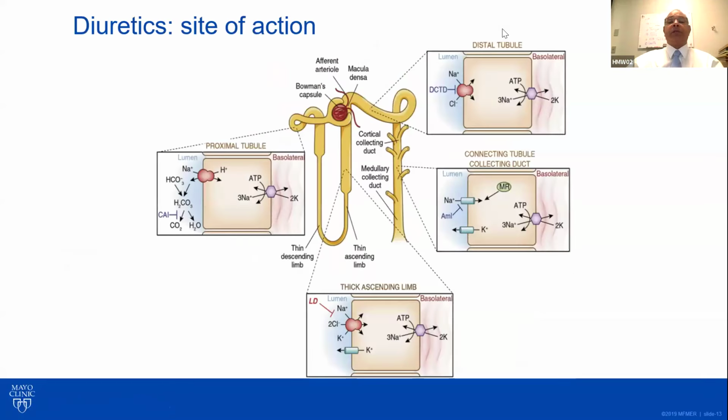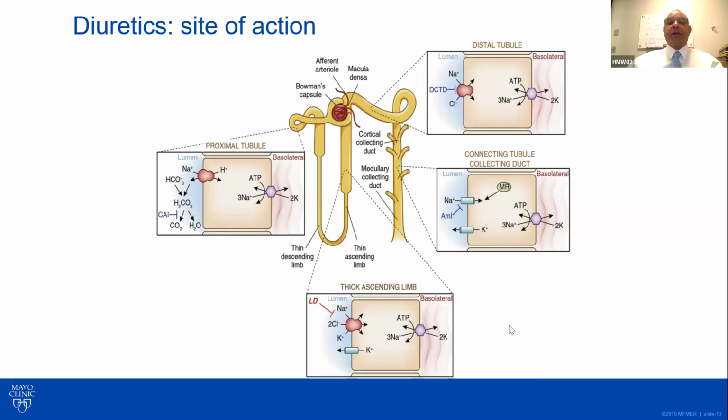So this is an overlook of the nephron and where the sites of diuretics work. So the proximal tubule, carbonic anhydrase inhibitor is the main diuretic that works on the proximal tubule. It works by blocking the sodium hydrogen ion exchanger, preventing absorption of sodium in the proximal tubule. Okay, we're going to go over each class later on in full detail.